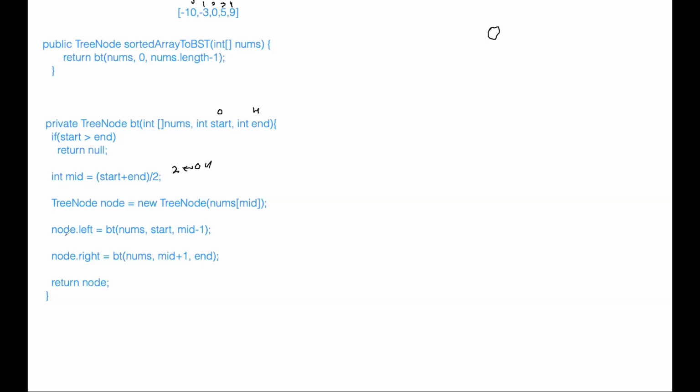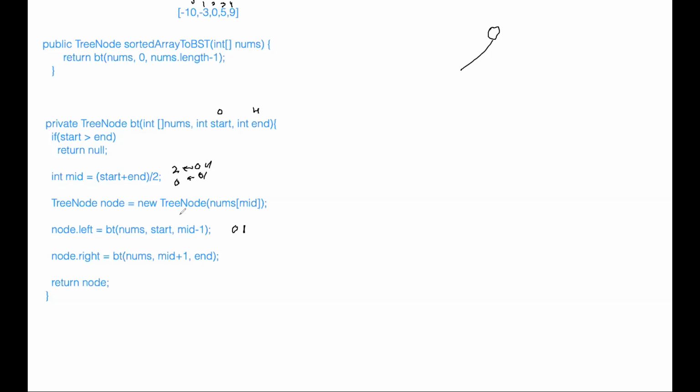Now we will go to the left side, which is node dot left, the left part of this particular node. Again, we will pass start and mid minus 1. The start would be 0, mid minus 1 would be 1, because we had a mid calculated as 2. So 0 and 1, and 0 is not greater than 1. So we will calculate the mid again, which will be 0. It's so difficult to type using the mouse.